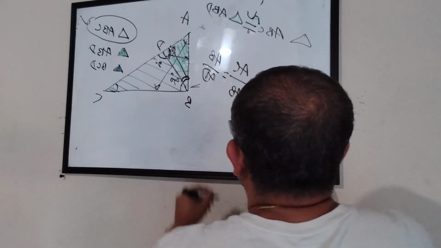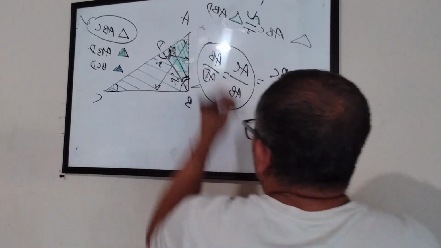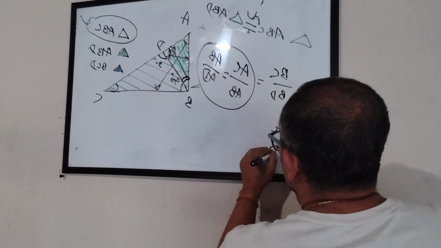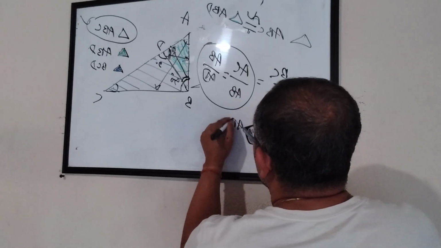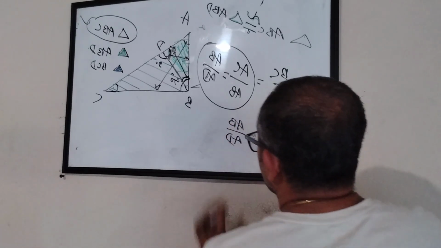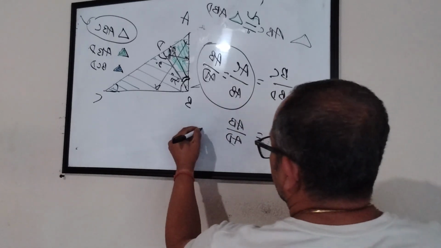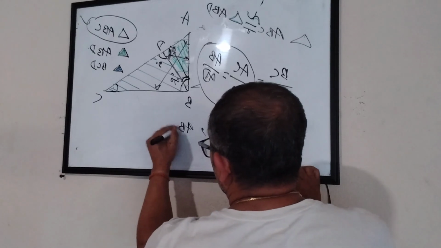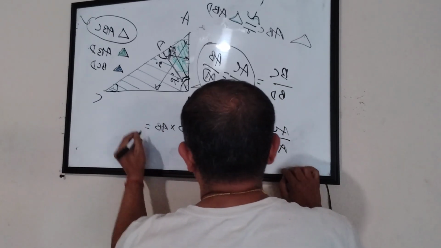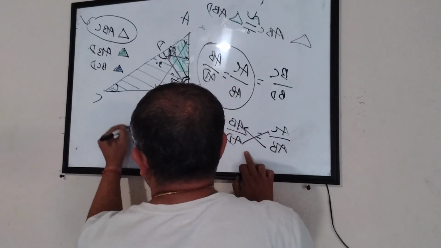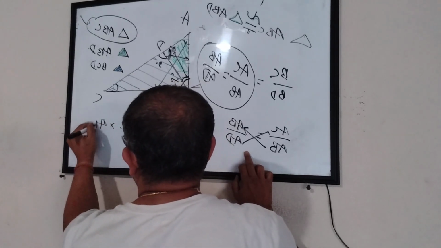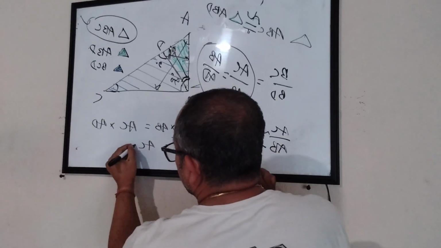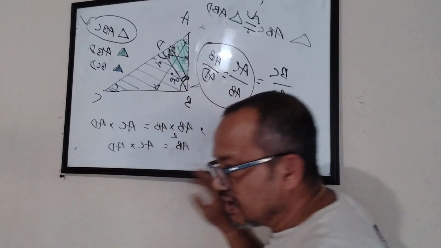So let me do one thing. Let me pick these two. And then AC by AB equals AB by AD. Or I can do, this goes here, this goes here. So AB times AB equals AC times AD. Or AB squared equal to AC into AD. I got one equation here.